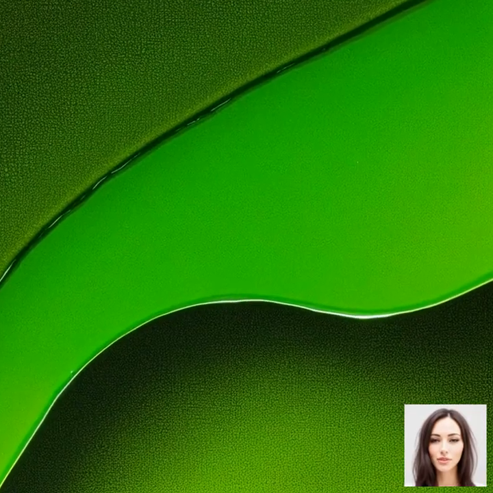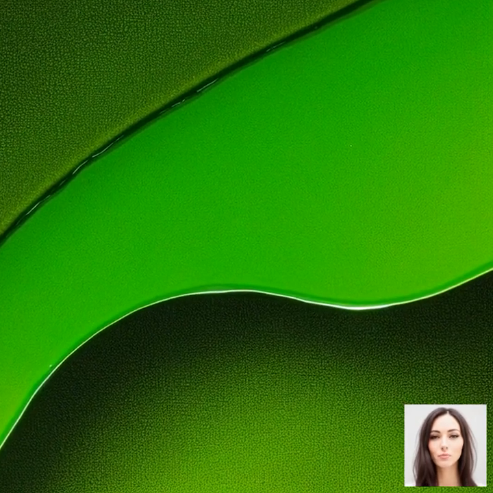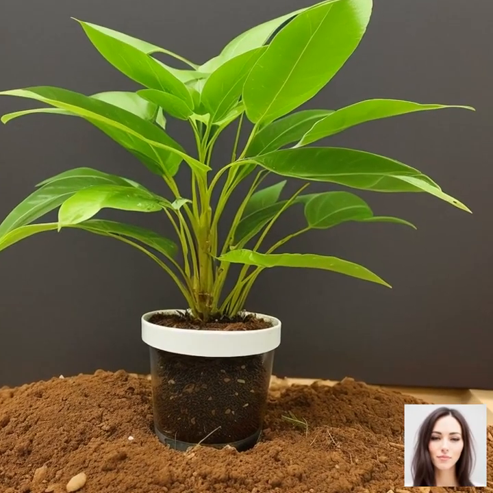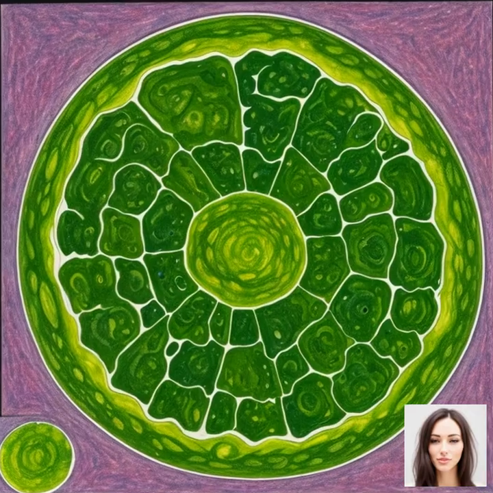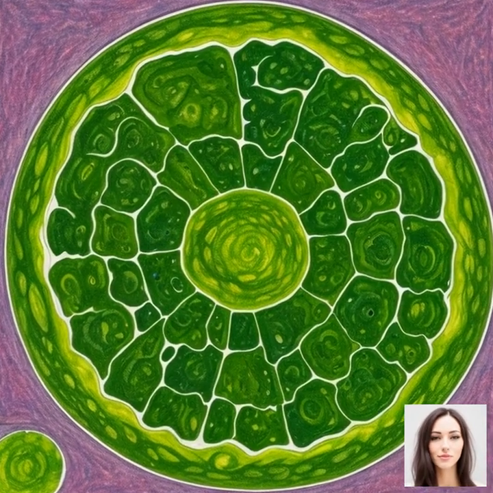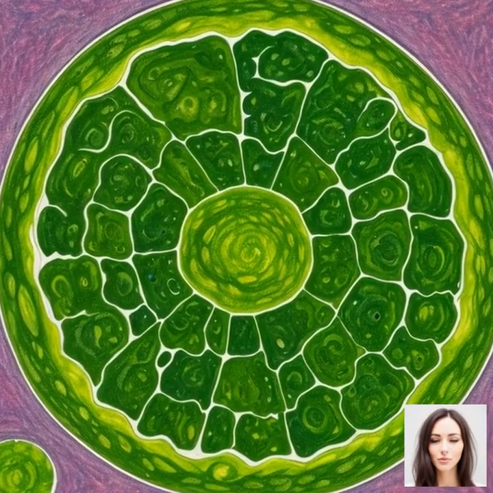Moving on to our second topic, let's explore the fascinating world of photosynthesis. Photosynthesis is a critical process that allows plants to harness sunlight and convert it into chemical energy, which is essential for their growth and survival. In simple terms, plants use sunlight, carbon dioxide, and water to produce glucose, which serves as their primary source of energy, and oxygen, which is released into the atmosphere.